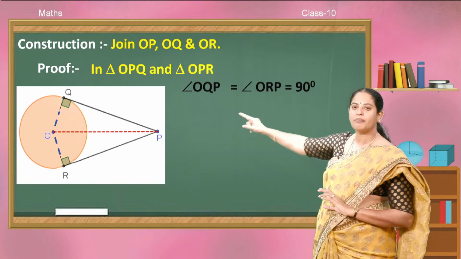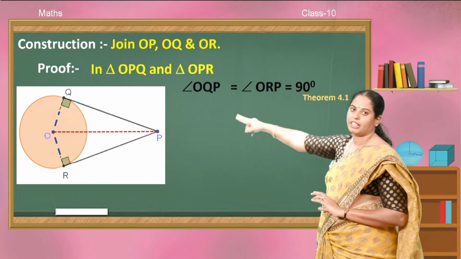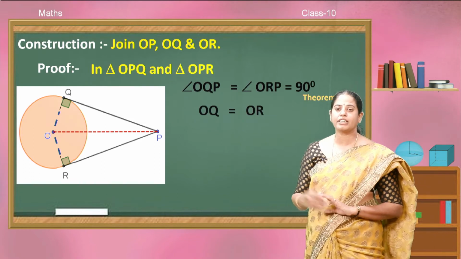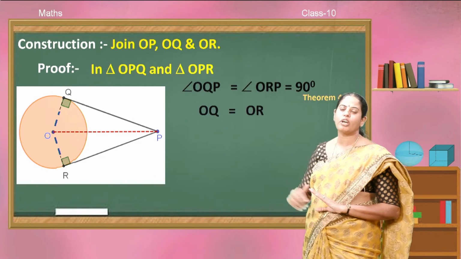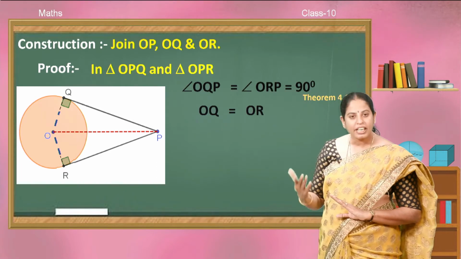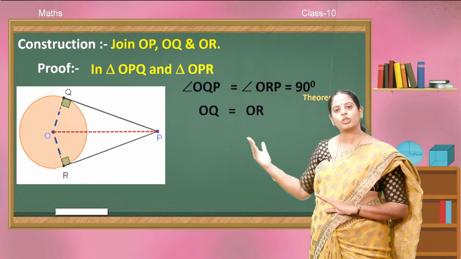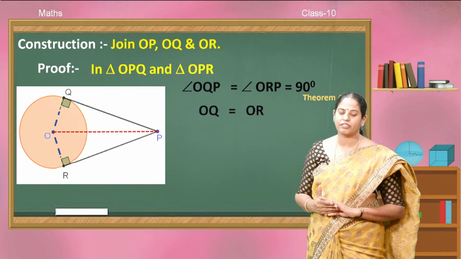So with the help of theorem 4.1, we are showing that these two angles are 90 degrees. Then the other thing that we know is OQ equals OR. Why are OQ and OR the same? They are the radii of the same circle. Hence, those two are equal. OQ and OR are equal.